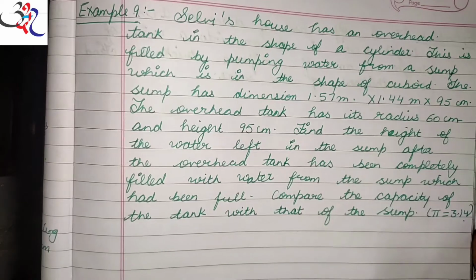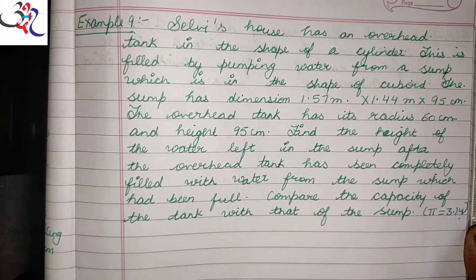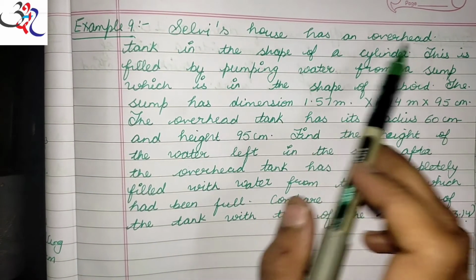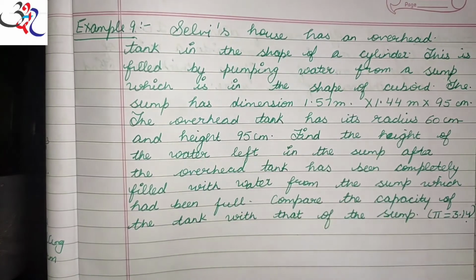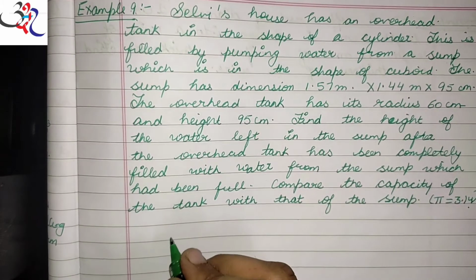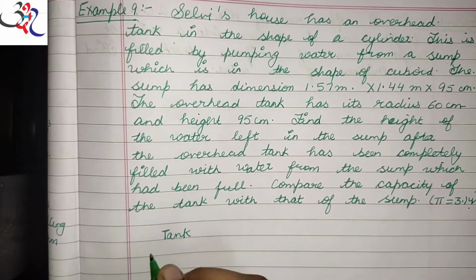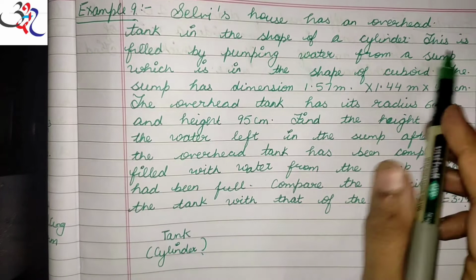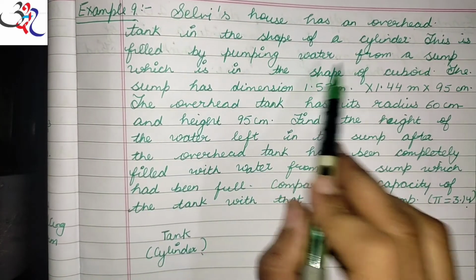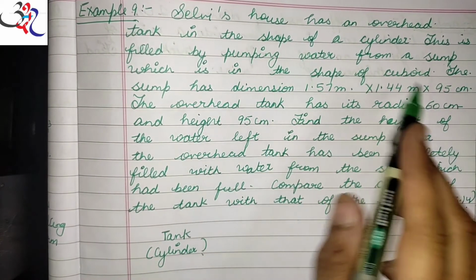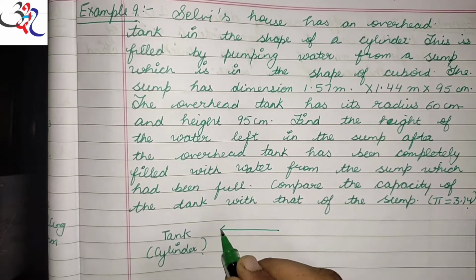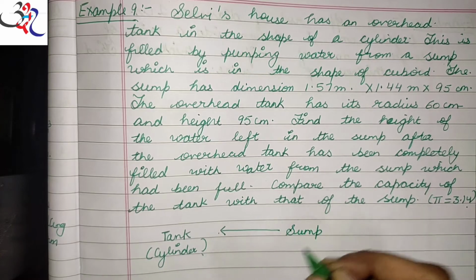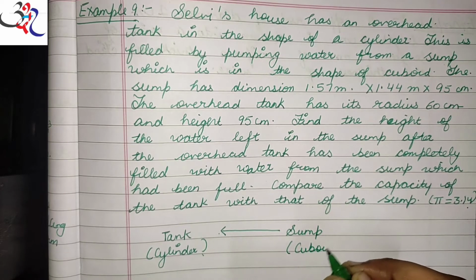Okay, now see example number 9 very carefully. It is a very important question. What does the statement say? That Selvi's house has an overhead tank in the shape of a cylinder. So there is a tank in the shape of a cylinder, and it is filled by pumping water from a sump which is in the shape of a cuboid. Water is being pumped to this tank from the sump.